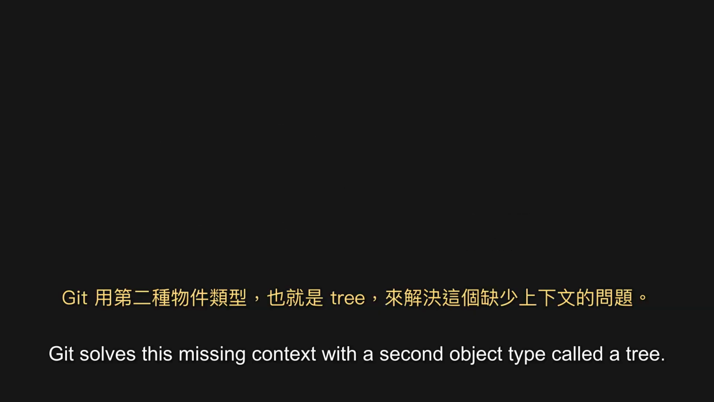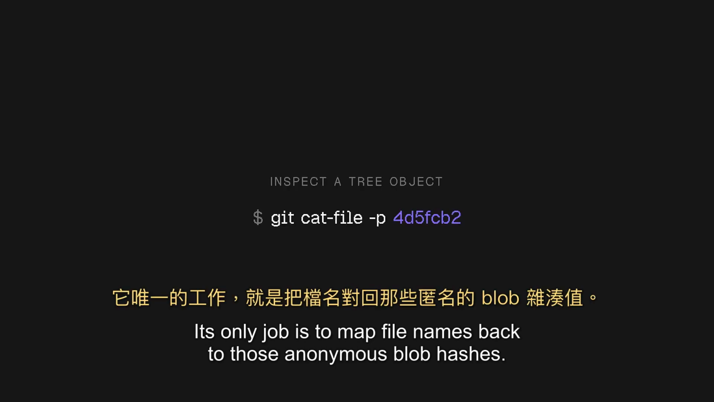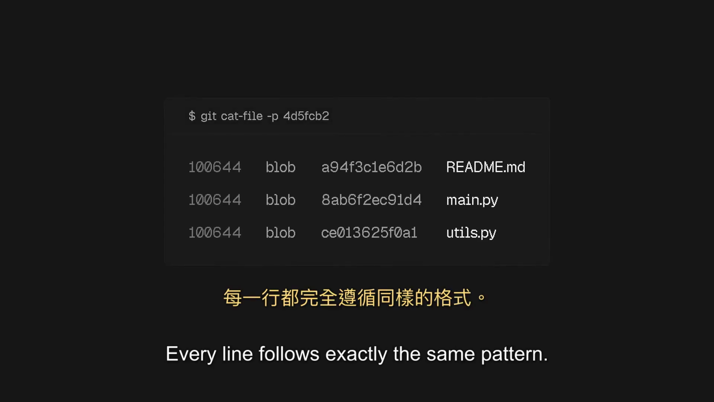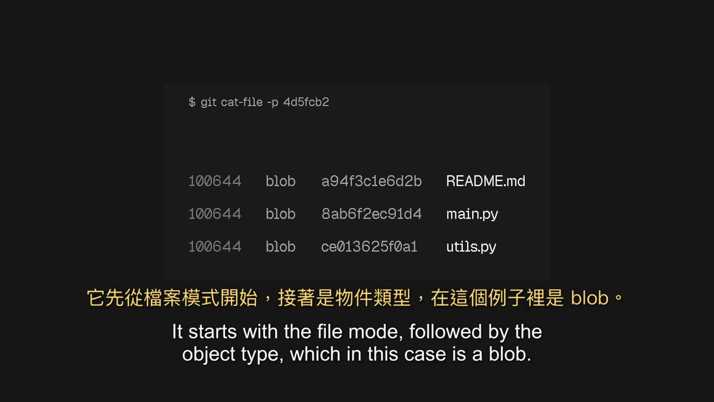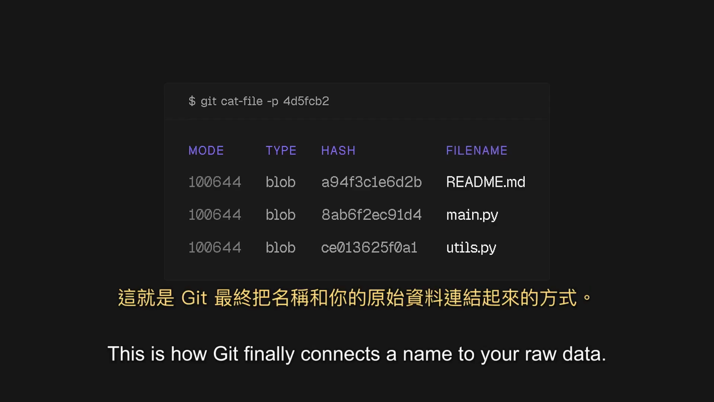Git solves this missing context with a second object type called a tree. A tree is Git's version of a directory. Its only job is to map file names back to those anonymous blob hashes. If you inspect a tree object, it reads like a simple list. Every line follows exactly the same pattern. It starts with the file mode, followed by the object type, which in this case is a blob. Next comes a hash, and at the very end of the line, you can see the actual file name. This is how Git finally connects a name to your raw data.